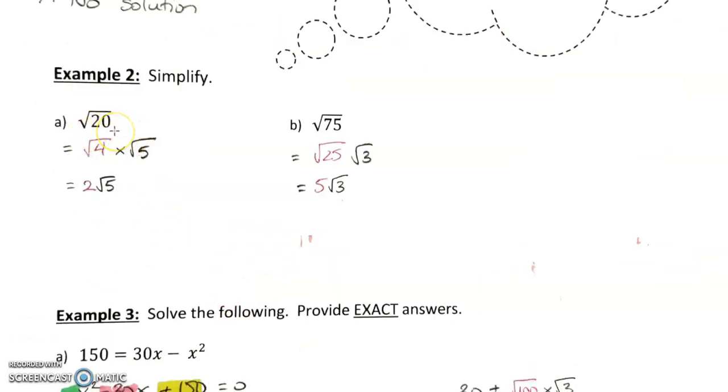if I have root 20, I can break it up into root 4 times root 5. I can break it up into root 1 times root 20. I can break it up into root 2 times root 10. But there's an ideal set of factors you want to use. You want to use the factors where one of them I can actually square root. So I can't square root the 5. That's why I kept it the way it is. But I can square root the 4, which is a 2. And so this is how we simplify root 20.